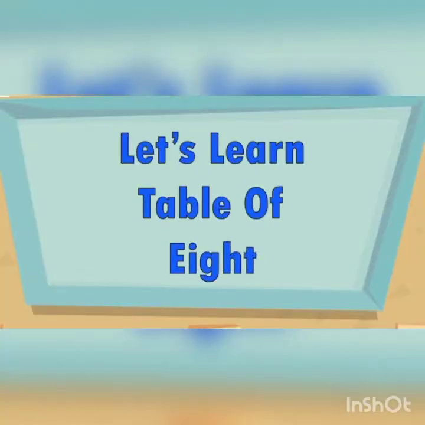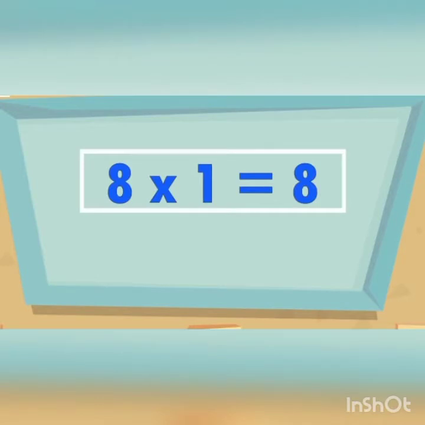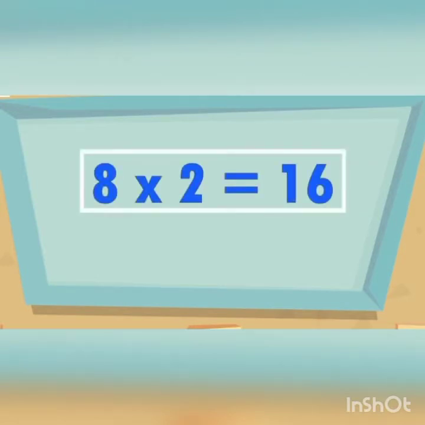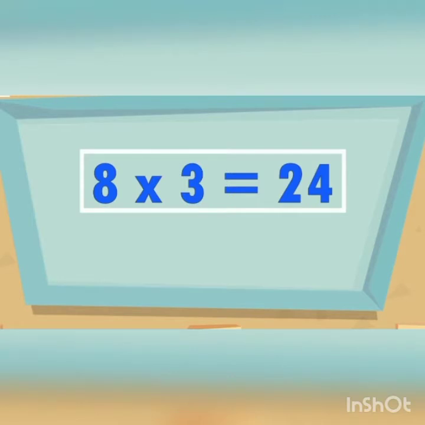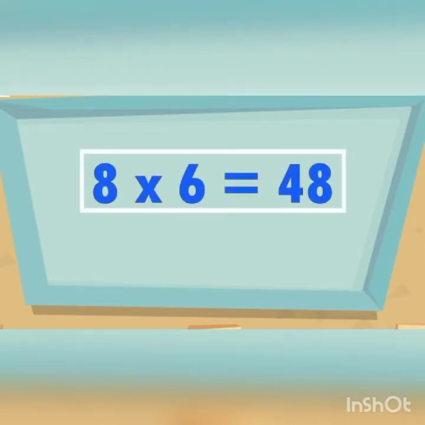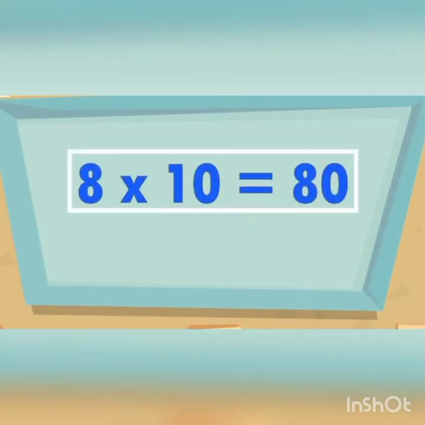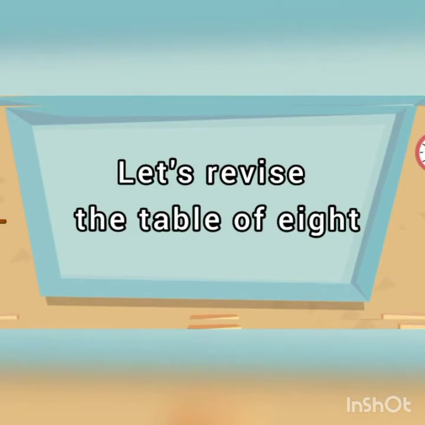Now let's learn the table of 8. 8 1s are 8. 8 2s are 16. 8 3s are 24. 8 4s are 32. 8 5s are 40. 8 6s are 48. 8 7s are 56. 8 8s are 64. 8 9s are 72. 8 10s are 80.